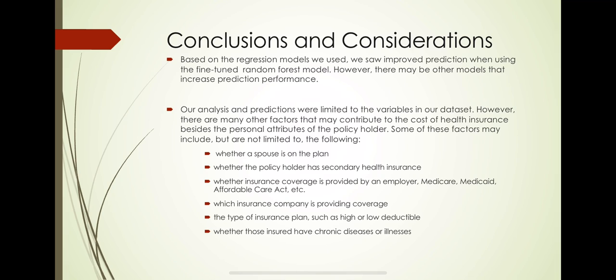Some other factors that could affect health insurance are whether or not the spouse is on the plan, whether the policyholder has a secondary health insurance, and whether or not the insurance is provided by an employer, Medicare, Medicaid, the Affordable Care Act, or anything else. It also depends on the insurance company, because insurance premiums vary by company. The type of insurance plan is also a key factor, and that wasn't included here. These are just real-world things that we know could affect the price. Another thing is whether or not people have a chronic disease or illness. So these are all factors that could affect the health insurance premium, but like we said, we're going based off of what we had.